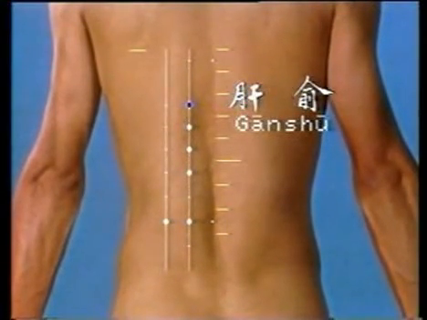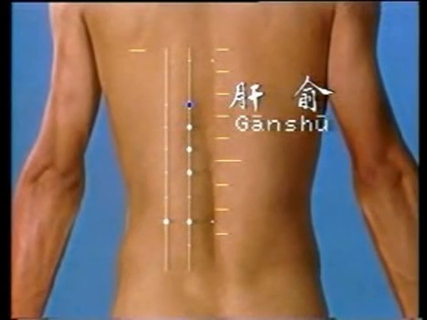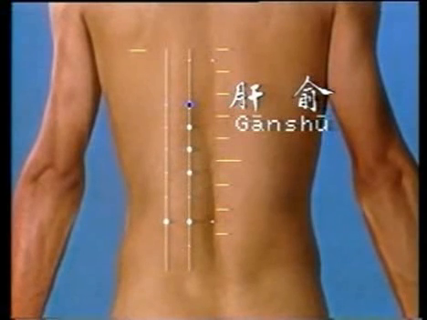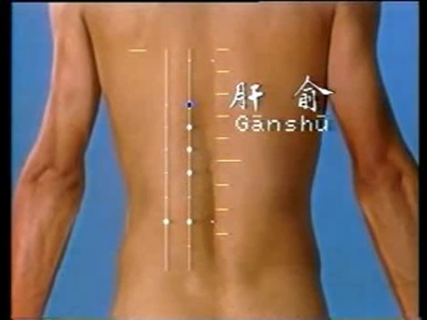Ganshu, bladder 18. On the back, below the spinous process of the ninth thoracic vertebra, 1.5 cun lateral to the posterior midline. Indications: liver diseases, hypochondriac pain, redness of the eyes, headache, dizziness, epigastric pain, and hysteria. Puncture 0.3 to 0.5 cun, apply 3 to 5 moxa cones or 10 to 30 minutes moxibustion.